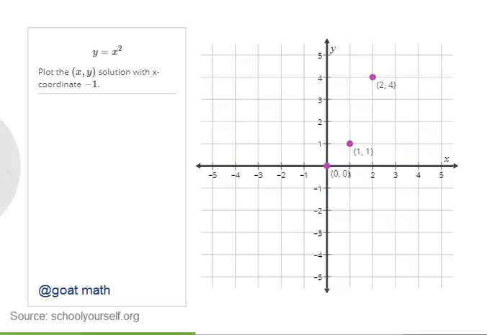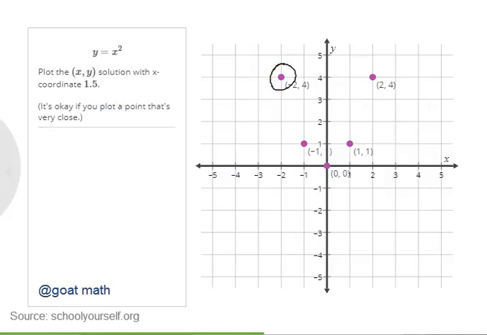Now let's try some negative x-coordinates. Plot the point whose x-coordinate is -1. Right, negative 1 squared is positive 1, so you added (-1, 1). And now plot the point with an x-coordinate of negative 2. Right, so here's (-2, 4).